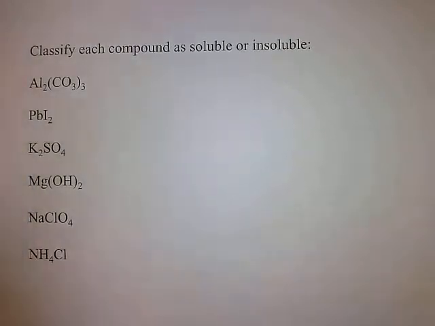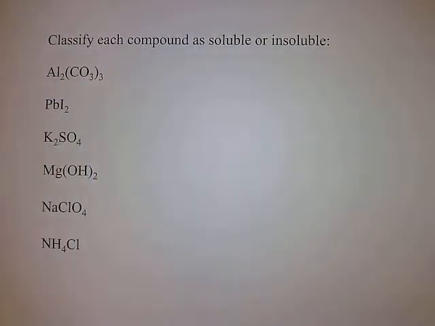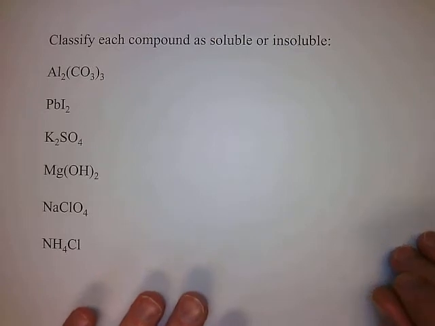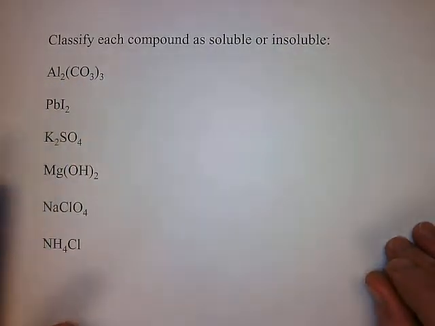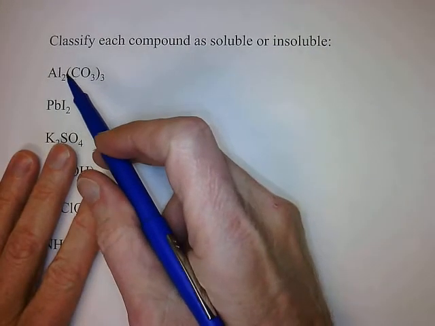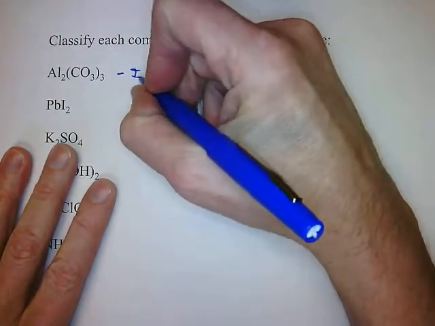Okay? So, let's classify each one of these compounds as soluble or insoluble. Alright, so aluminum carbonate. Carbonate is one of your compounds that are typically insoluble, with the exception of the 1As and ammonium, right? Aluminum is not a 1A, and it's certainly not ammonium, right? So that's insoluble.